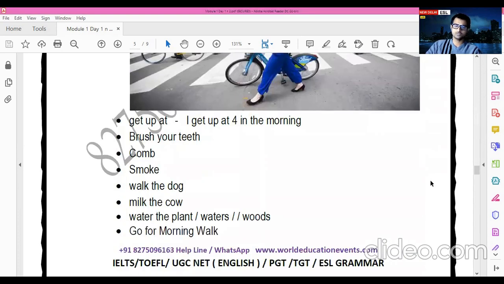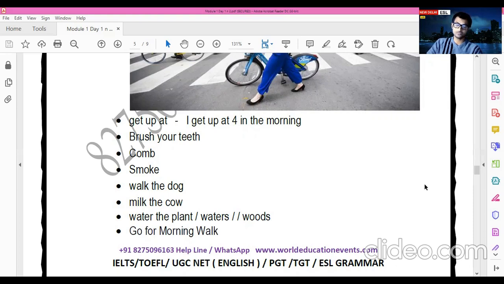First we'll check out the vocabulary, some actions. Get up. So get up is wake up. You already know wake up, so you can start using get up. So I get up at what? I get up at 4. I get up at 3. I get up at 2. So this is how. Do you get up at 4 in the morning?